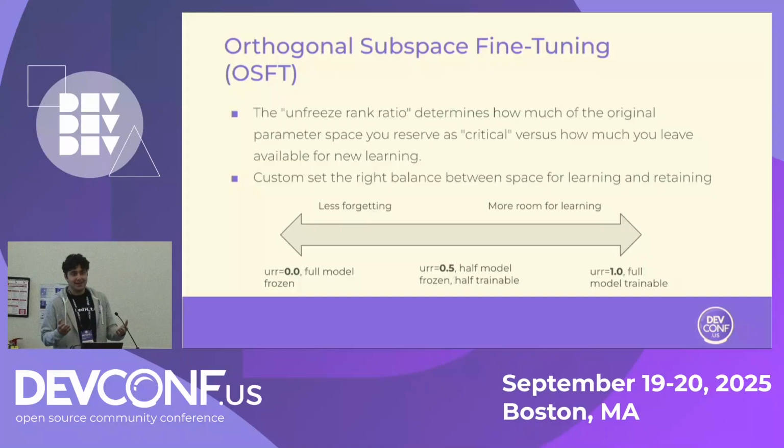Now, if you find in this scenario, hey, my model's not learning enough, you can increase the unfreeze rank ratio to give it more room to learn. On the other hand, you might say, hey, it's learning my task really well, but I'm forgetting a little too much. You can decrease the unfreeze rank ratio to make sure more remains frozen. And so based on your task, if you need to give more room to learn or you need to give less room to retain more information, you can move this field up and down between 0 and 1 to dictate what balance makes sense for you.